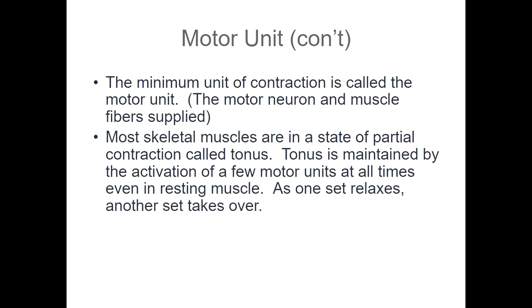Now, some of our muscles are always in a state of some type of contraction. We call that muscle tone, which we're going to look at in just a second. But basically, the scientific term is tonus. Tonus is where some of the motor units are always activated even when the muscle is resting. But our muscles do have to rest. They can't stay contracted all the time. So when one muscle relaxes, another set picks up the slack, and that leads us to this state of tone. So you see muscles that are always in some state of contraction.